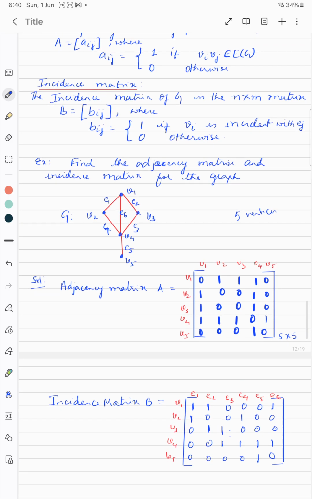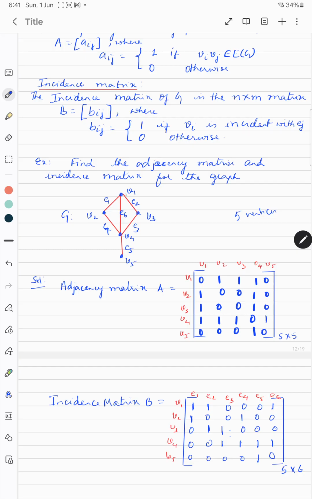Now let us consider the incidence matrix. The incidence matrix is a rectangular matrix of order n cross m. n is the order of the graph, that is the number of vertices present, and m is the number of edges present. So here there are 5 vertices and 6 edges, and therefore it is a 5 cross 6 matrix. We label each row by the vertices and each column by the edges: V1, V2, V3, V4, V5, E1, E2, E3, E4, E5, E6.